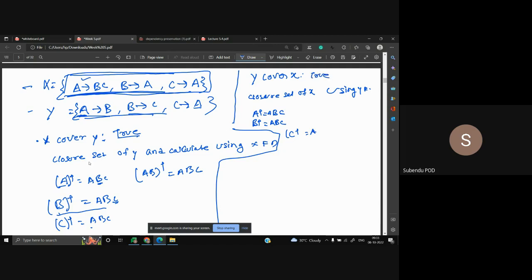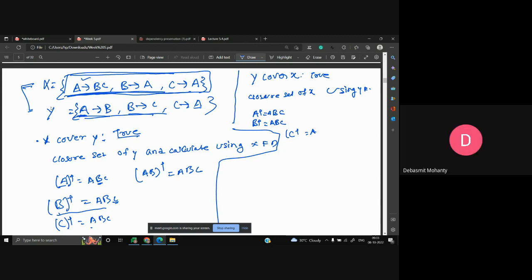If both are true, X cover Y and Y cover X, then we can say these two are the equivalent set of FD. For equivalence of sets, we have to find X cover Y and Y cover X, and both should be true.